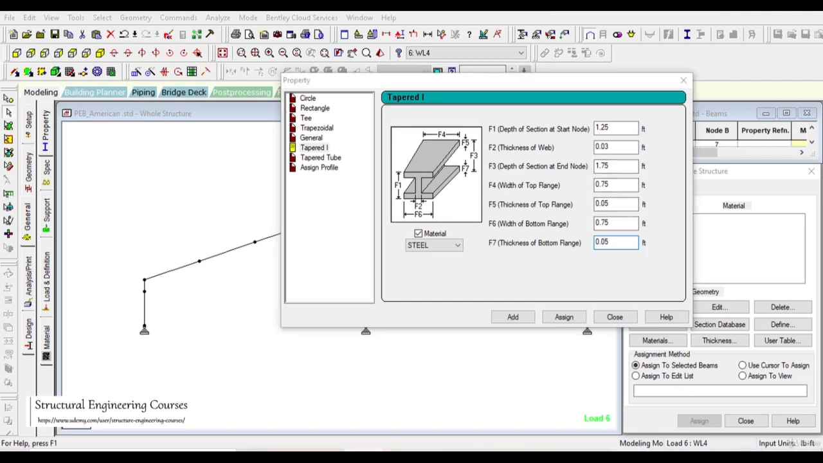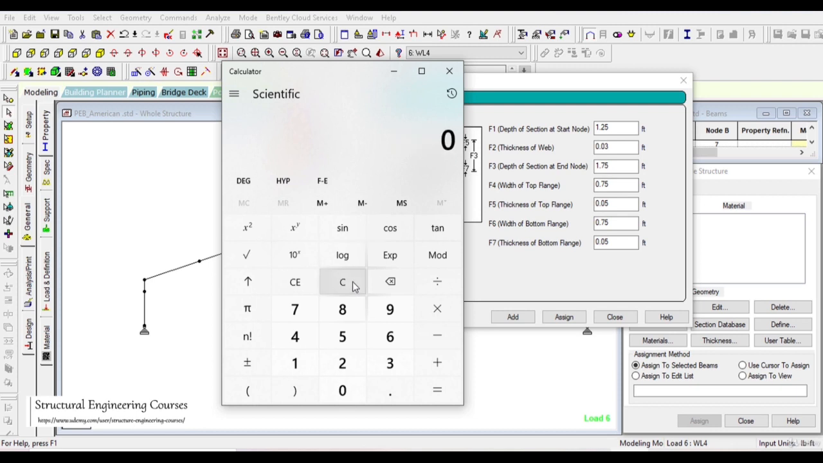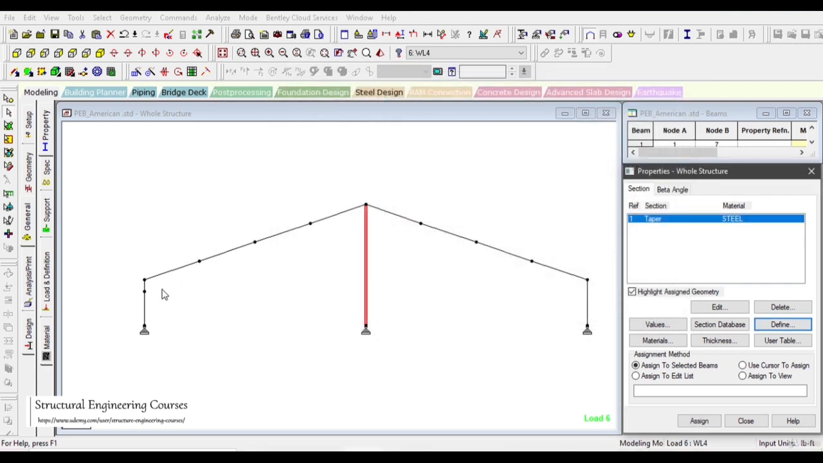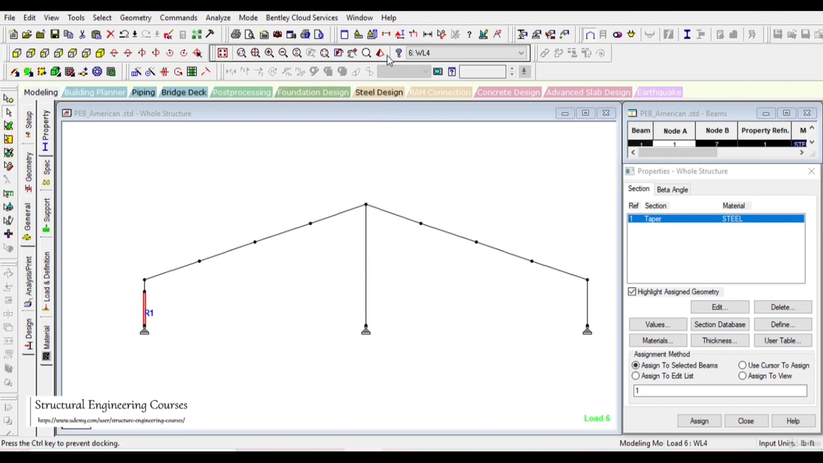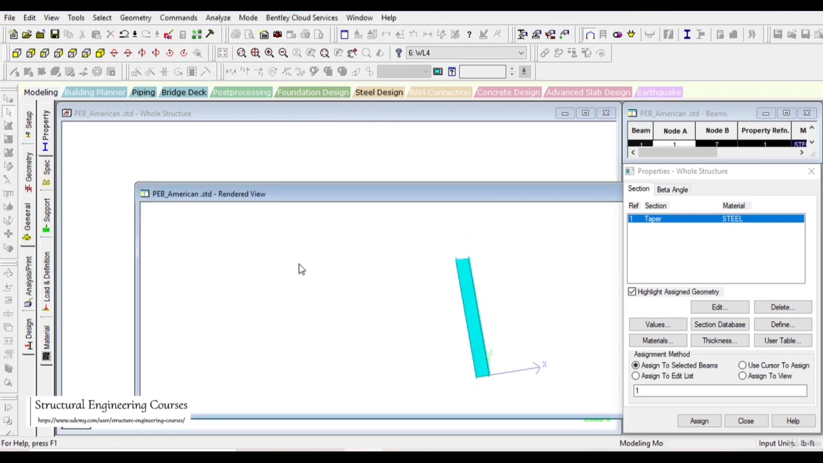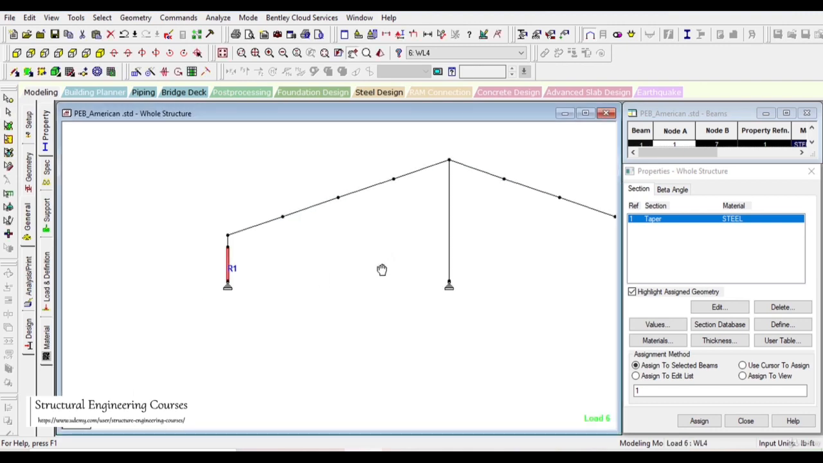So let us cross check the other dimensions also. So the width of top flange is 0.75 into 12 into 25.4, it comes out to be approximately 228 mm. So we can assign to this member here, and let us check in 3D. So here we can see that now the sections and everything is realistic.